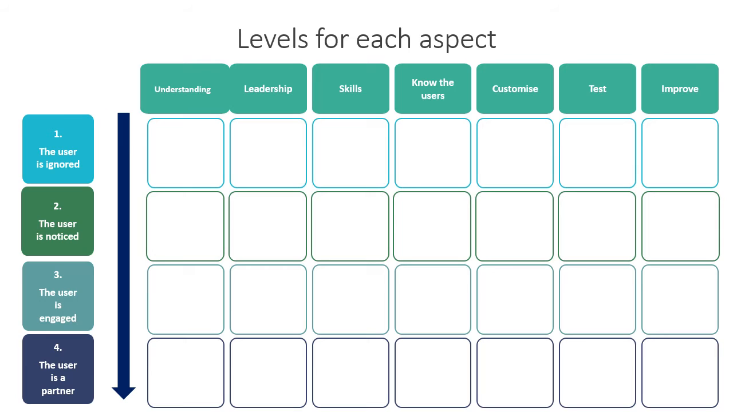Here you have the grid of labels on the left, vertically and horizontally, the aspects. Remember the last 4: know the users, customize, test, and improve. They all link together as the process aspect. For each aspect, we will now have to determine the maturity level.